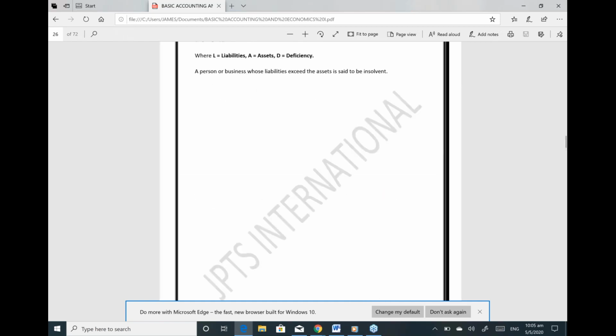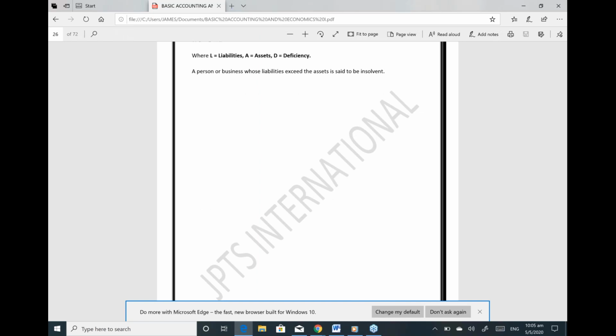So a person or business whose liability exceeds the asset is said to be what? Insolvent. That means the man has no authority again. He has no more money, no more liquidity. So the business is liquidated. You can liquidate the business, or it goes into bankruptcy.